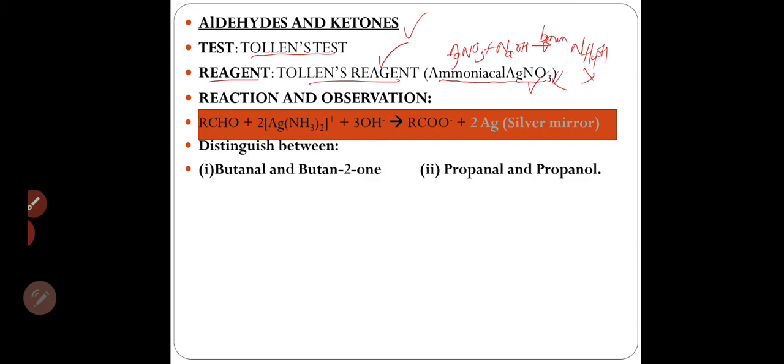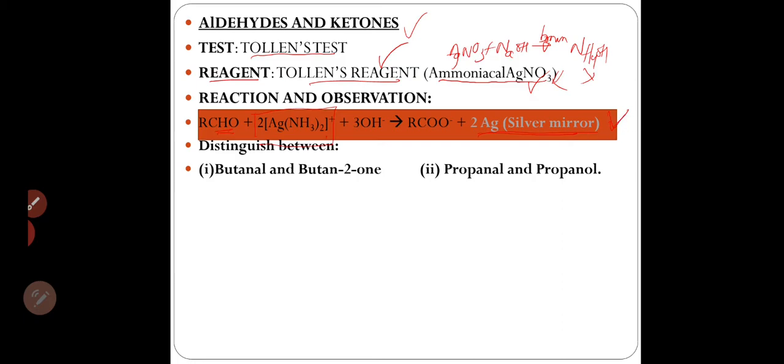Now what is your reaction or observation? We can write Tollens reagent in short form as the complex [Ag(NH3)2]+. Plus Tollens reagent, what happens? In this case, the observation is that you will get a silver mirror.